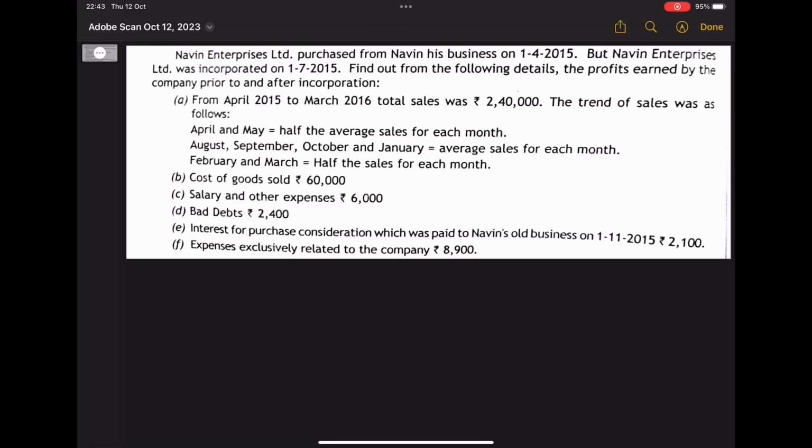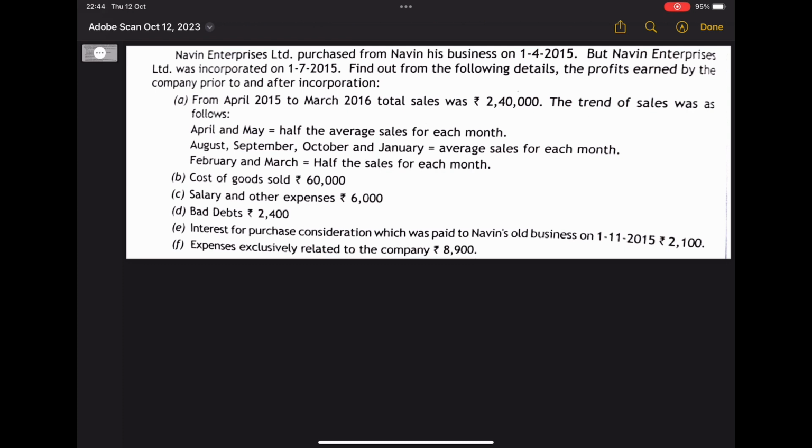So hello everyone, in this video we are going to start with a new problem in profit prior to incorporation. The problem is Navin Enterprises Limited purchased from Navin his business on 1/4/2015, but Navin Enterprises Limited was incorporated on 1st July 2015. Find out from the following details the profit earned by the company prior and after incorporation.